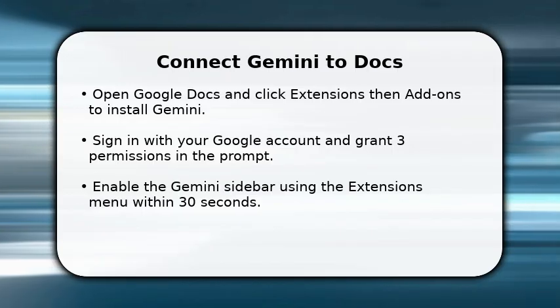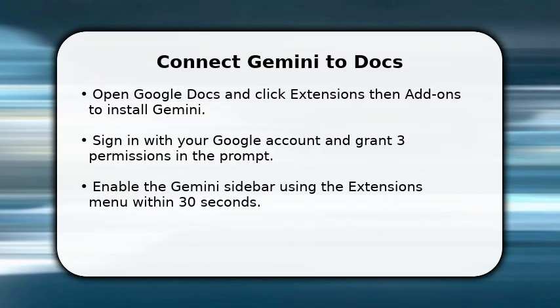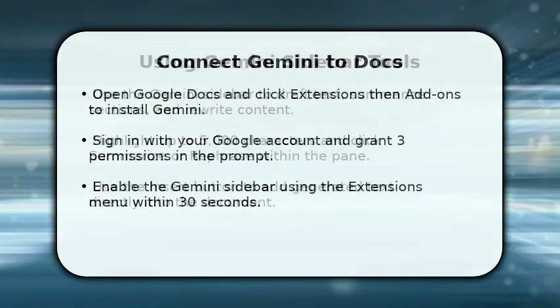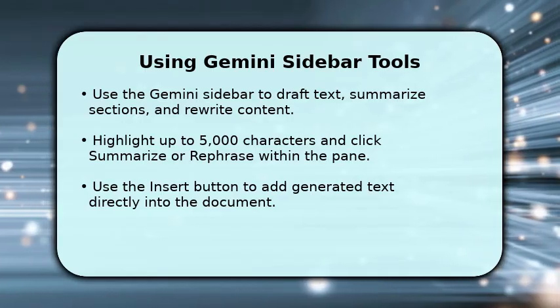Wait up to 30 seconds while installation completes. After installation, return to Extensions and open Gemini from the Add-ons menu to reveal the right side assistant pane. Open the Gemini sidebar and choose a mode such as Draft, Summarize, or Rewrite.